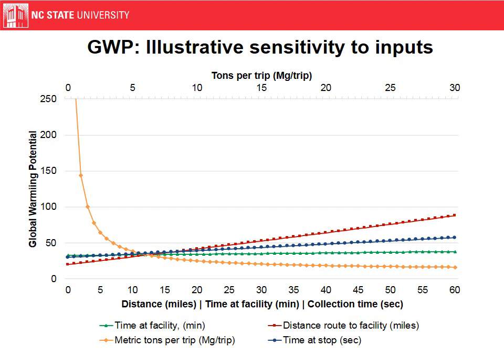You can see the time spent at the unloading facility is represented by the green triangles. It's the second line from the bottom all the way on the right. What you can see here is that the time spent at the facility has very little impact on the overall global warming potential. The line is almost horizontal. On the other hand, the distance between the collection route and the facility does have some impact. For example, if it's 10 miles versus 30 miles, there is more of a difference in the global warming potential.